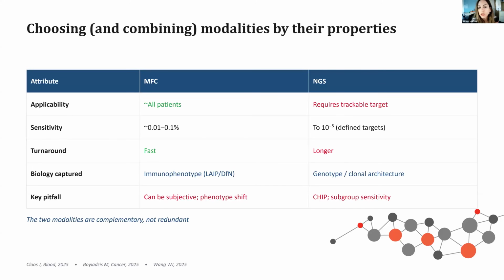So this is really just a side-by-side comparison of what I just told you. Again, I think if I had to really pinpoint the limitations of both assays, for flow, it's really that it requires high levels of expertise. And then for NGS, I think it's confounder mutations and then clonal evolution.